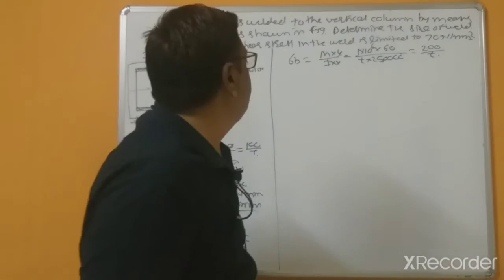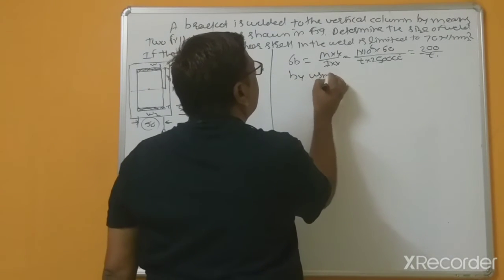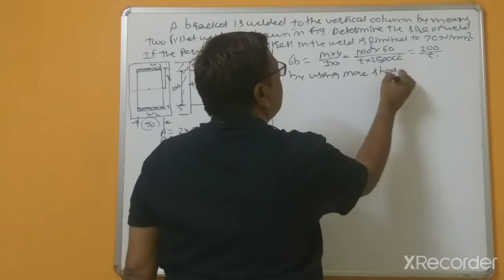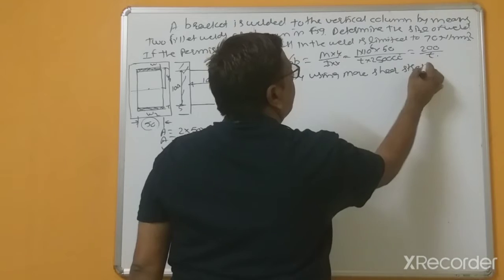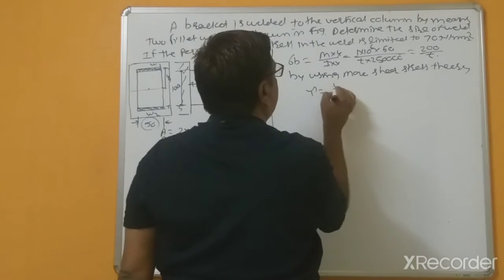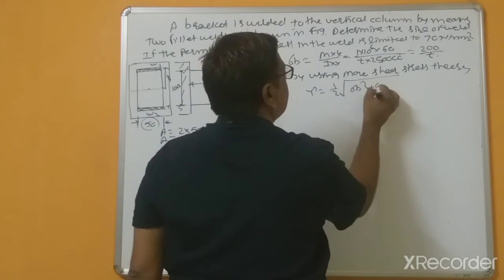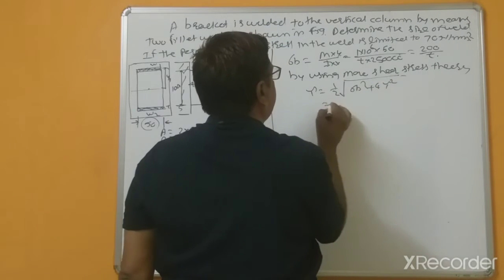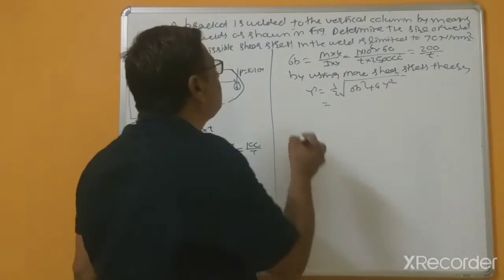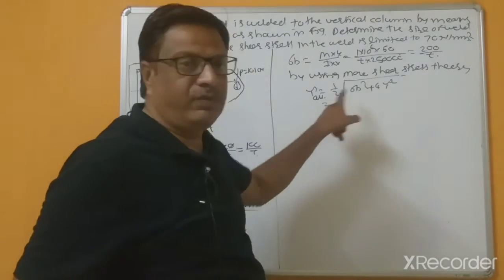Now by using the maximum shear stress theory, tau equals half into the square root of sigma b squared plus 4 into tau squared, where this tau is the direct shear stress and this tau is the allowable, otherwise you may be confused.